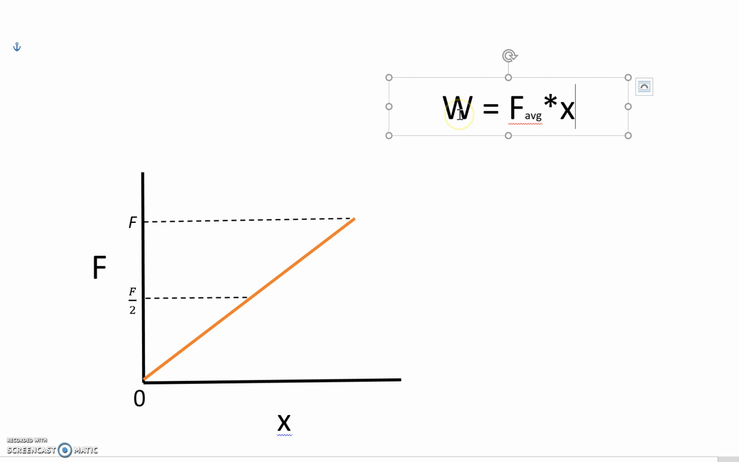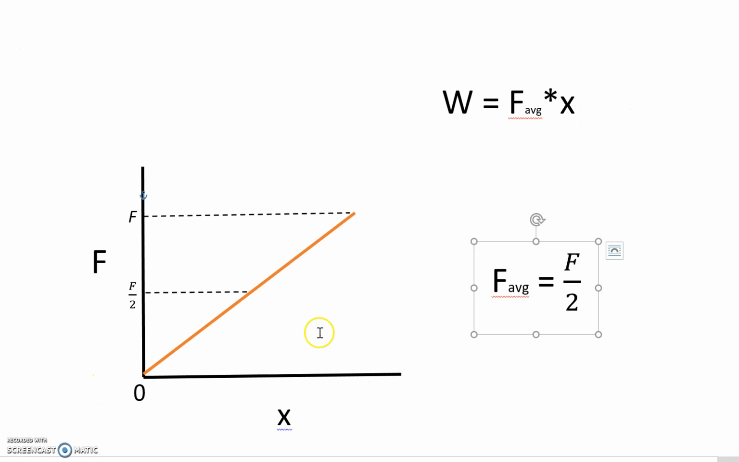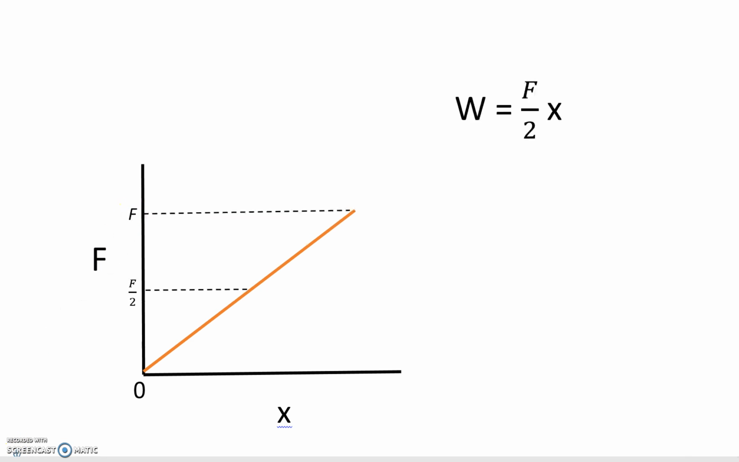The work done to stretch the ideal spring is equal to the average force to stretch the spring times the amount of stretch. Remember that the average force equals the force at the stretch x divided by 2, so we can substitute, leaving this expression, which can be written this way.